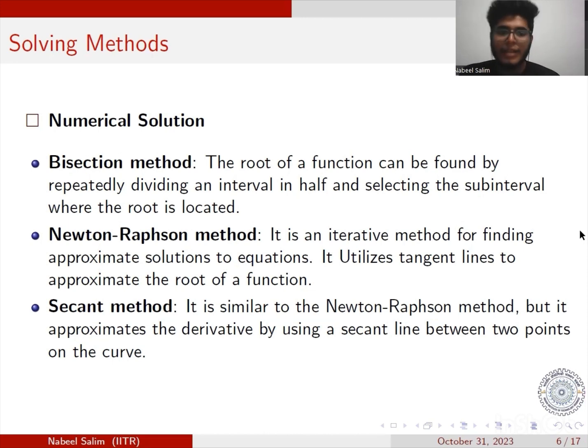And the secant method is similar to the Newton-Raphson method. Instead of the derivative, it uses a secant line between 2 points on the curve.